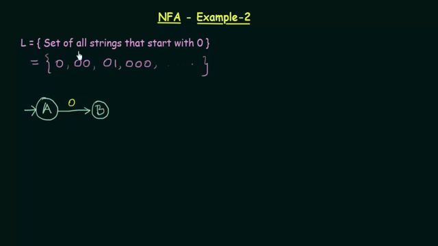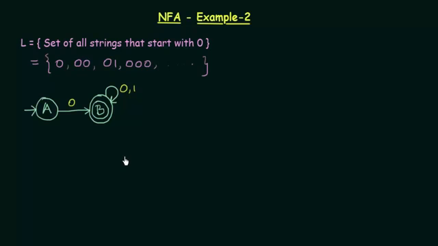My only condition is that the string should start with 0. So A is the starting state and the first input is 0. If the first input is 0, I go to the next state B, and B should be my final state, so I'll put a double circle around it. Why? Because I just want the string to start with 0, and after that I don't care what it is. In B, whatever you get, 0 or 1, let it stay in B itself. Alright, so here I have completed my NFA.